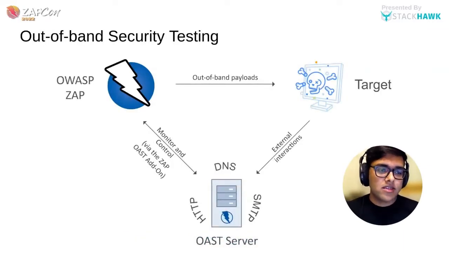Enter out-of-band application security testing. This is different from the traditional model in the sense that it involves sending payloads to the target that trick it into connecting with a second computer that's also controlled by us, the attacker. So that's out-of-band security testing in a nutshell.